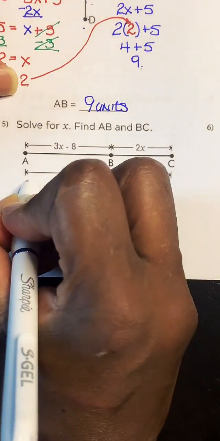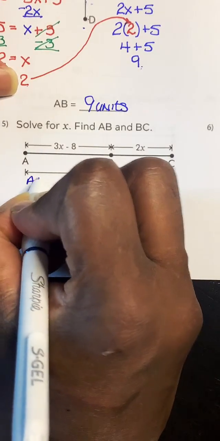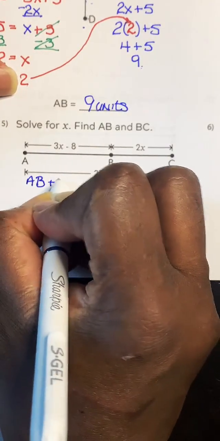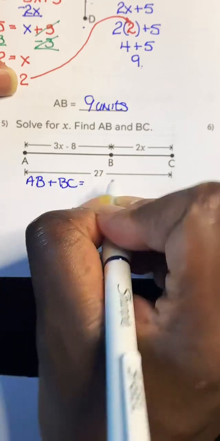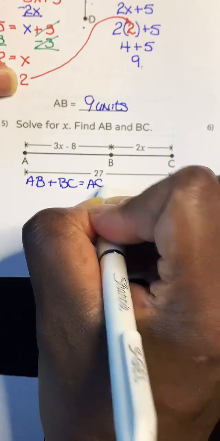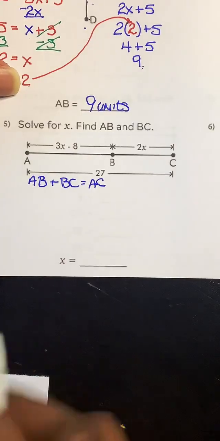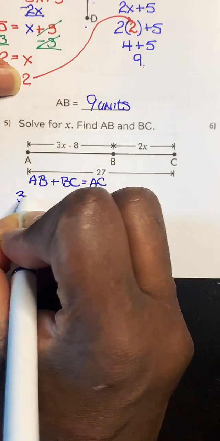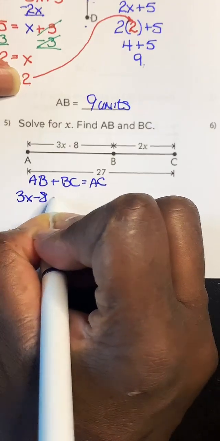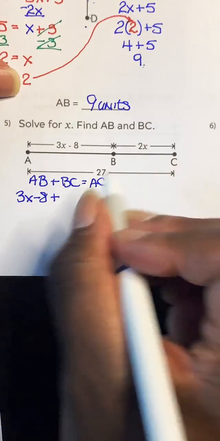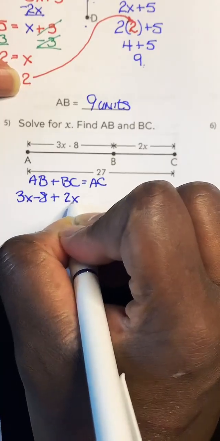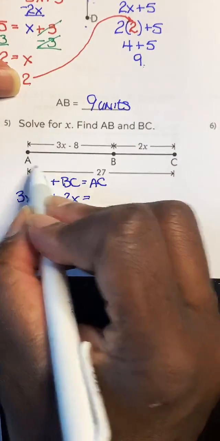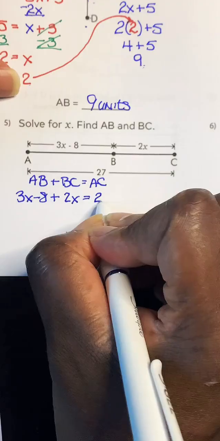So if I want to say, all right, well, AB plus BC will equal the whole thing, which is AC. Let's replace. So we have 3x minus 8 plus BC, which is 2x, equals my AC, which is 27.